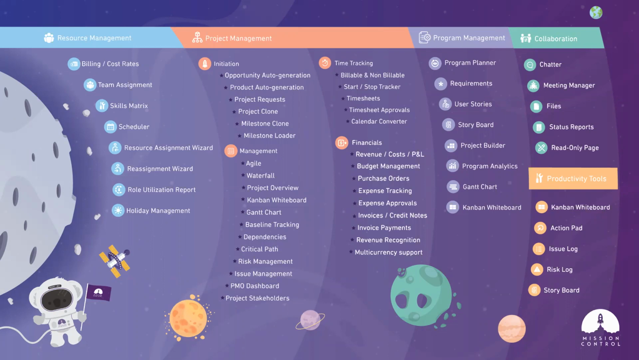Things to note within Mission Control, you've got full functionality around resource management. You can handle any type of costs and billing against a resource, as well as building out their team assignment, accounting for any type of skills. Things we'll be covering today, we're definitely going to talk about the scheduler, which is your resource capacity planning tool. You'll be able to see all your resources in a calendar view, and more importantly, be able to see if they're over allocated or not.